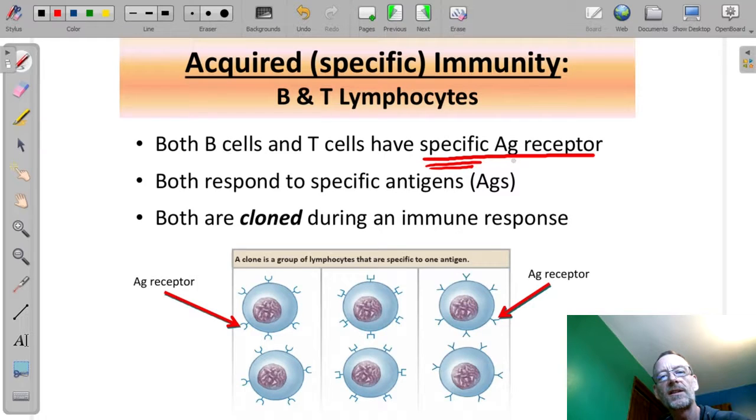The genes that code for the protein antigen receptor on the surface of the B cells and T cells, those genes go through scrambling and mixing of different segments randomly, and the end result is that they generate new versions of the gene that code for different proteins.